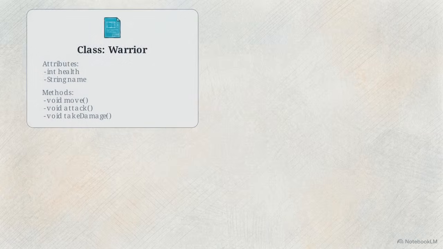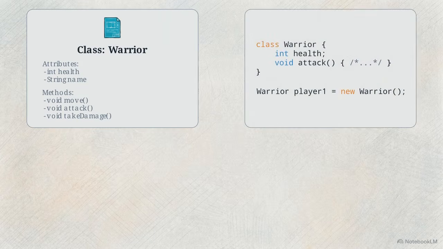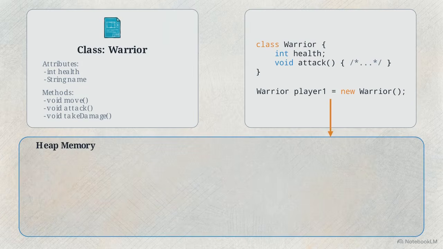This diagram illustrates the baseline architecture of OOP. On the left is the class, a strict structural template defining attributes and methods. On the right is the Java code. When the program runs, it instantiates that class into an object, a concrete realization occupying physical space in heap memory. A single class can spawn millions of distinct objects.